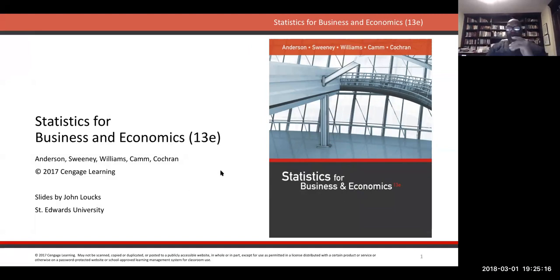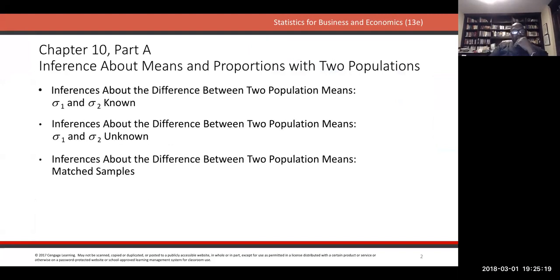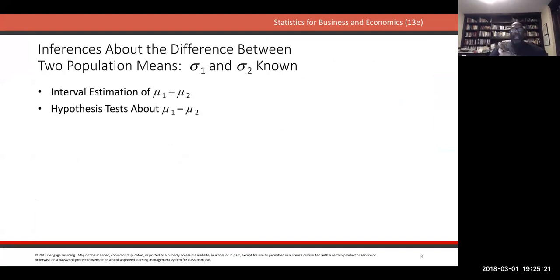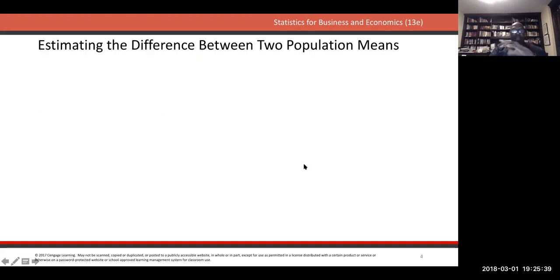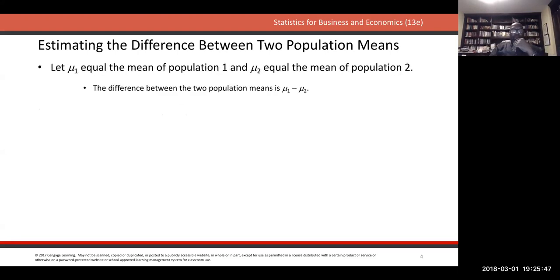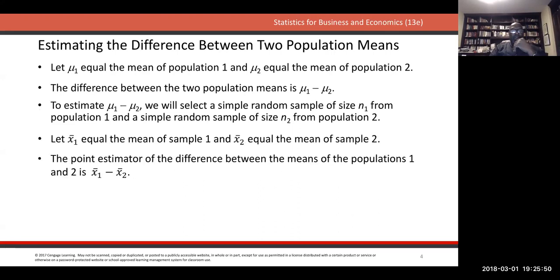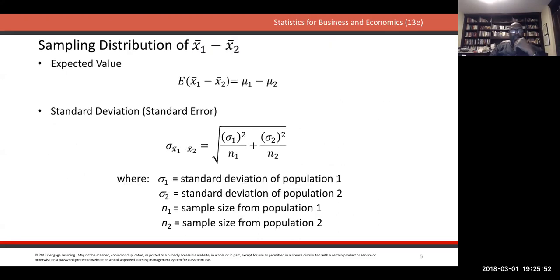Okay, so what I'm trying to establish is that we are interested in the difference between two population means. In this case, we're trying to either hypothesize about these two means, or we're trying to get a confidence interval for the two of them. So if we are trying to get a confidence interval and the two standard deviations are known, then we have the following formula given to us.